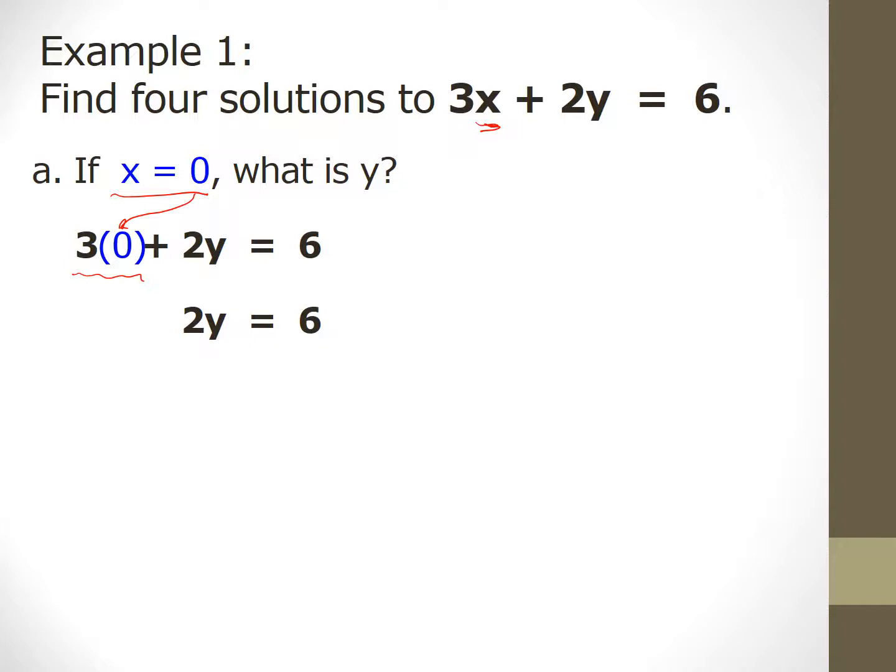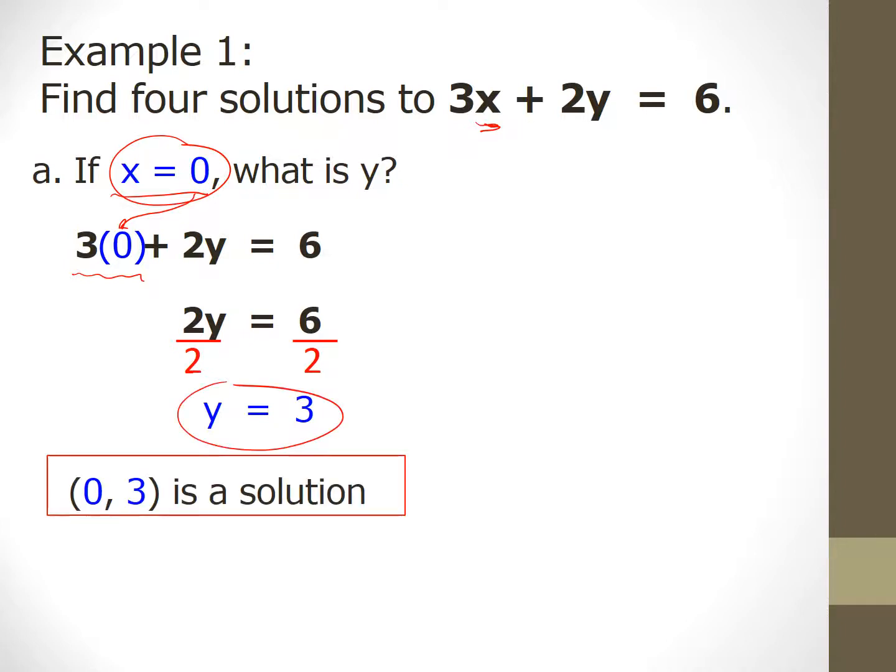Now, you by now certainly know how to solve that. We divide both sides by 2. We get that y equals 3. So now is where we need to gather our two different variable parts into a single solution, because remember, we started off with x equals 0, and when x equals 0, then y equals 3. Together, those make up a solution.